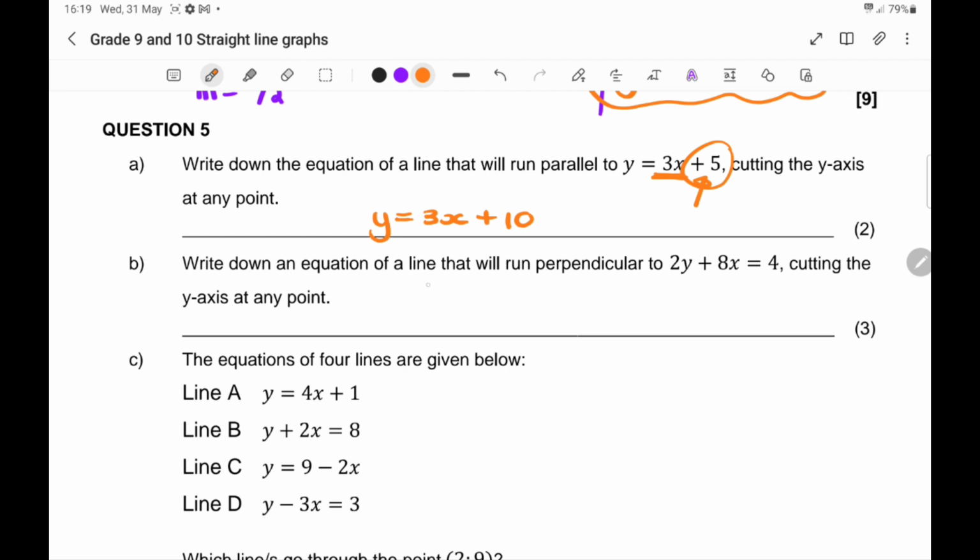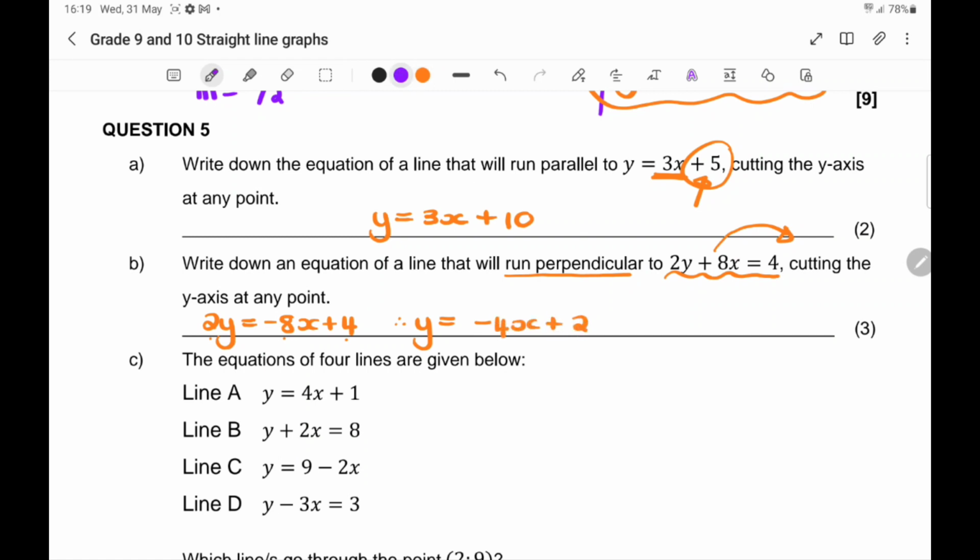Number B, write down an equation of a line that will run perpendicular. So now, first of all, we need to reshuffle it into the cookie cutter mold. So 2y is equal to negative 8x plus 4. Hope you agree. So the plus 8 went over and became a minus 8. So thus, y is equal to, if you divide by 2 all throughout, negative 4x plus 2.